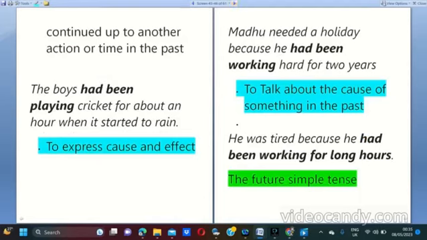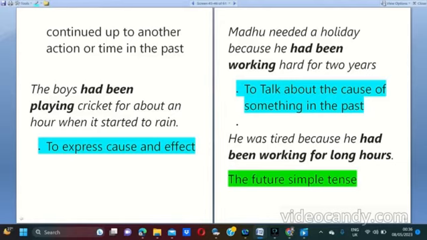See, the boys had been playing cricket for about half an hour when it started to rain. When it started to rain is the other action. The boys had been playing cricket for about an hour. About an hour is the period of time. The boys had been playing is a past action which began earlier and continued up to another action. What is the other action here?